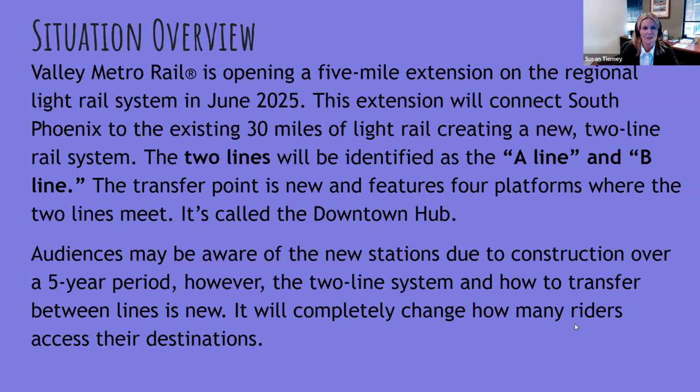So the background situation overview. Valley Metro Rail is opening a 5-mile extension on the regional light rail system in June of 2025. This extension will connect South Phoenix to the existing 30 miles of light rail, creating a new 2-line rail system. The 2 lines will be identified as A line and B line. The transfer point is new and features 4 platforms where the 2 lines meet. It's called the Downtown Hub.